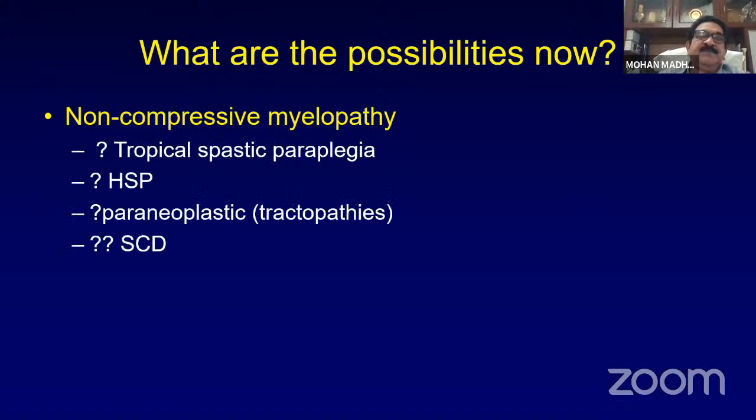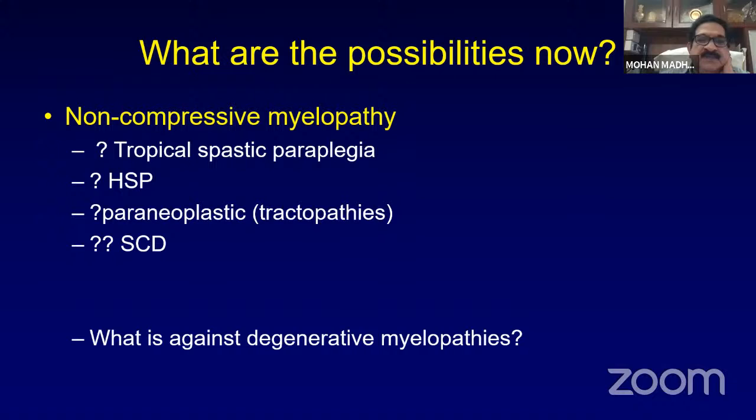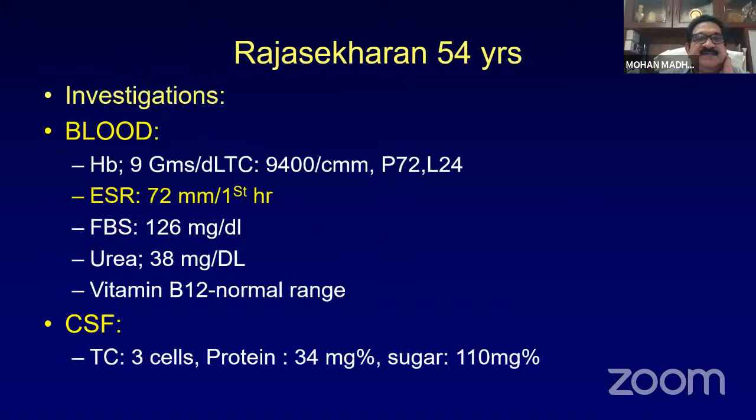Okay, so these are the possibilities you have to keep in mind. As Uma said, tropical paraplegia; Joyce said the CD paraneoplastic. These are the possibilities one has to keep in mind. Paraneoplastic with selective tractopathies may be confined to the posterior column or combined. The second is degenerative myelopathy, given this flexor spasm.